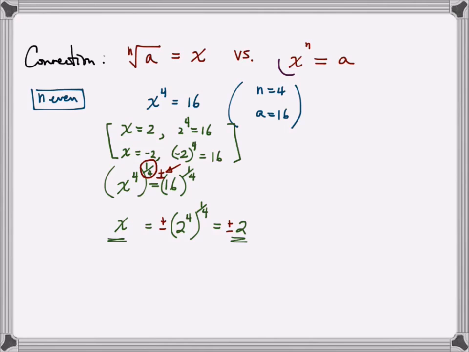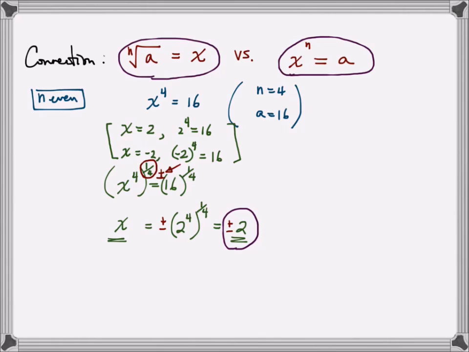In conclusion, when we solve the equation x to the n equals a, we expect to get plus and minus solution at the end. On the other hand, if we simply just take the nth root of a, in this case it would be the 4th root of 16, I would just get the positive 2 out of that. But what I can say is that whenever I take the nth root of the number a, I get the positive solution for the equation x to the n equals a.